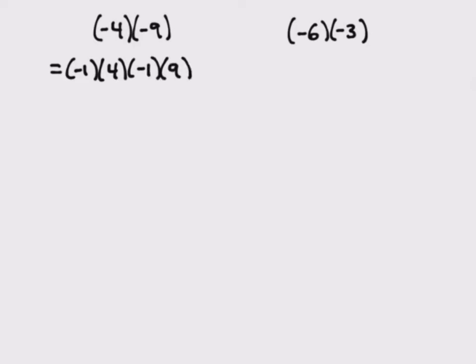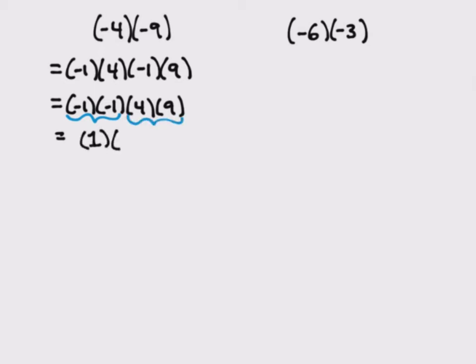At this point, we can multiply these in whatever order we'd like. So I'm going to rearrange it so we've got all our -1s to begin and all of our not -1s at the end. And now, if we multiply the first two together, -1 times -1 is 1. If we multiply the second two together, 4 times 9 is 36. 1 times 36 is 36, and we've got our product.